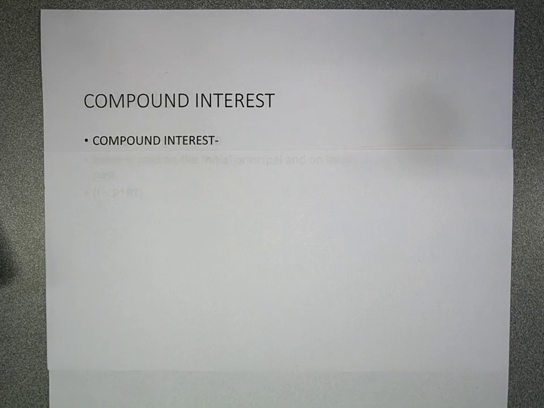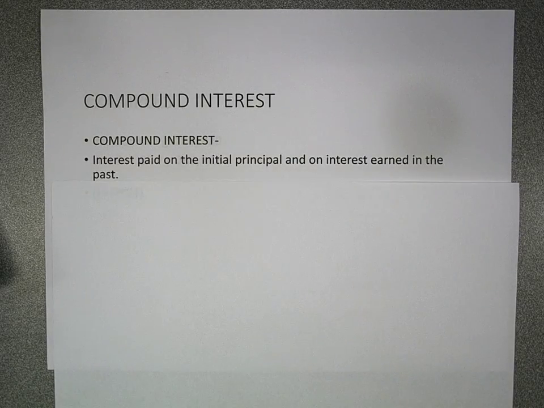Everyone? Compound interest. Your book says it's the interest paid on the initial principal and on interest earned in the past. Interest paid on the initial principal and on the interest earned in the past. If that doesn't quite make sense to you, that's okay. We'll talk about that.